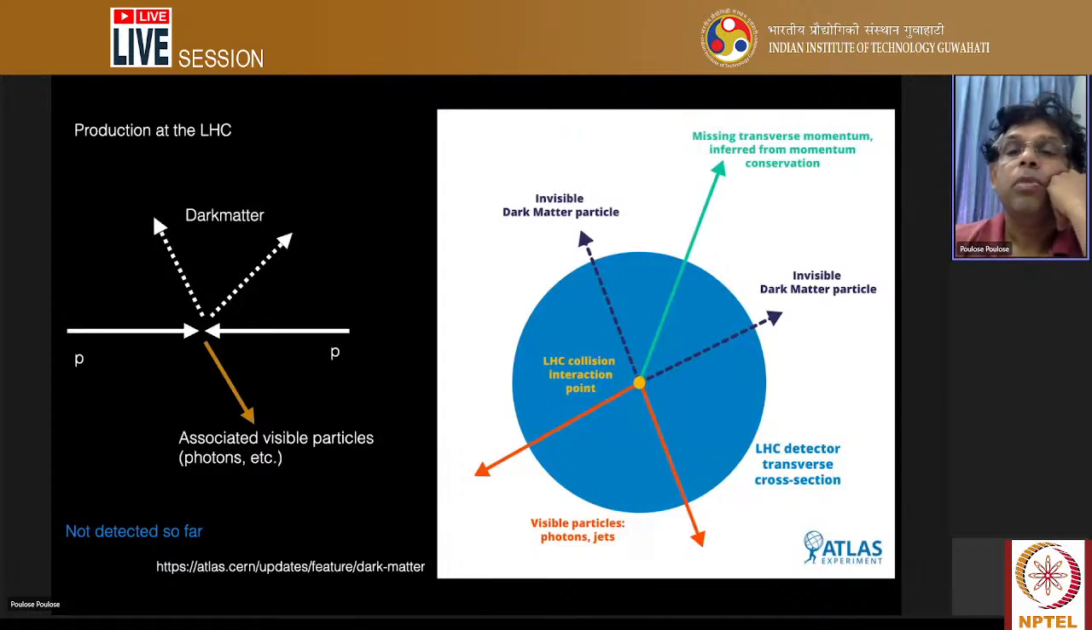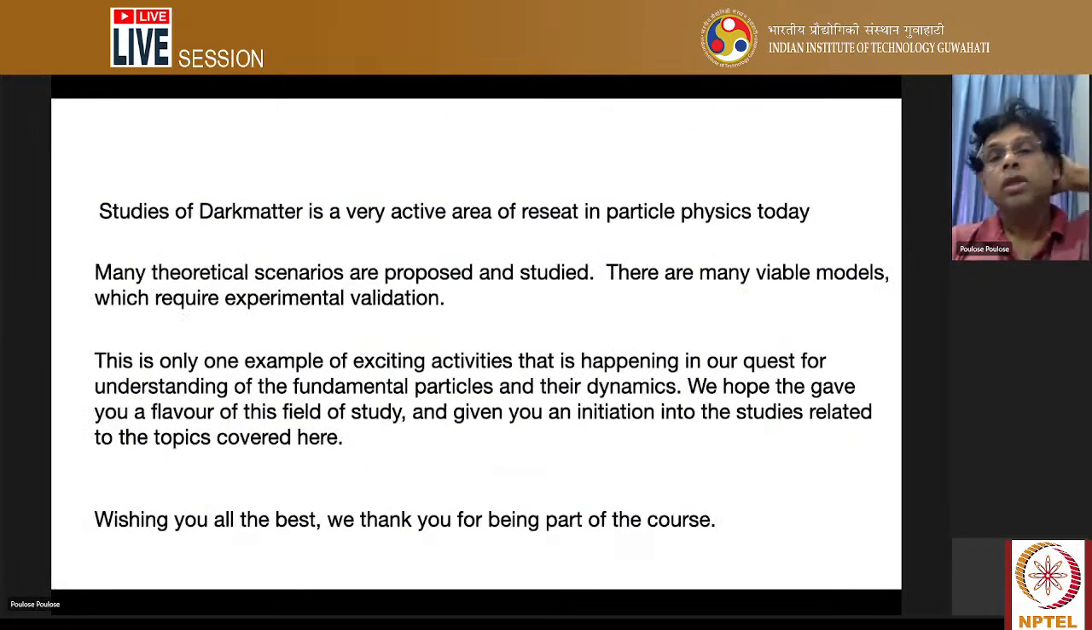But the good thing is that there will be associated particles produced at the same time along with it. So momentum and energy conservation could be used to see that there is something missing. This is pretty much similar to the discovery in beta decay that something is missing, and that missing thing is an elementary particle which we call the neutrino. Similarly, we can infer that there is something there by looking at the missing particle identification. So that's how it is.